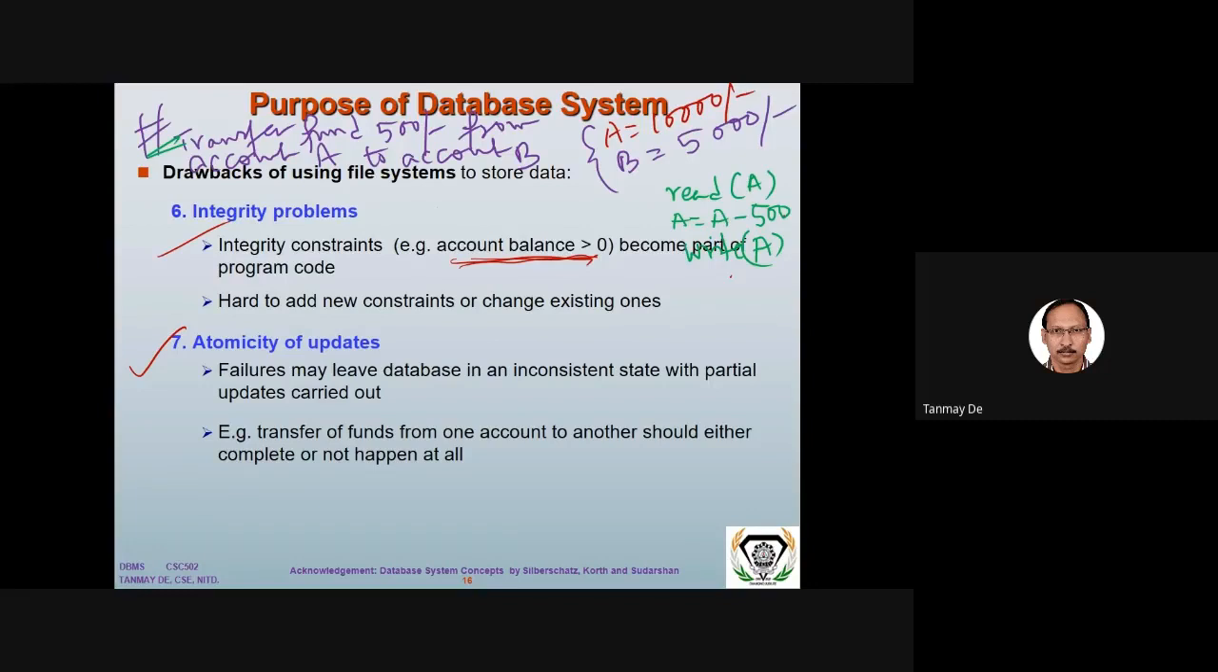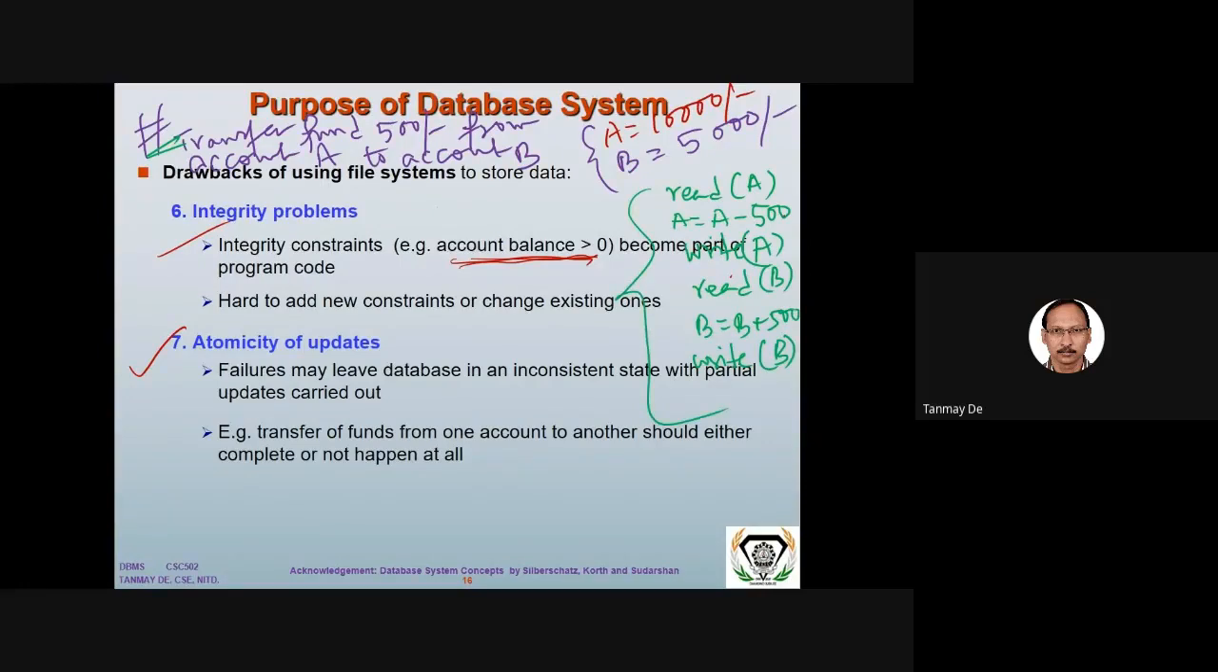Then read the account B. Please tell me, anyone, what is the next statement? Add 500 to B, that is, B equals B plus 500. Then finally we write this updated value of account B in the database. Okay, that means this is the part of the code to do this task.